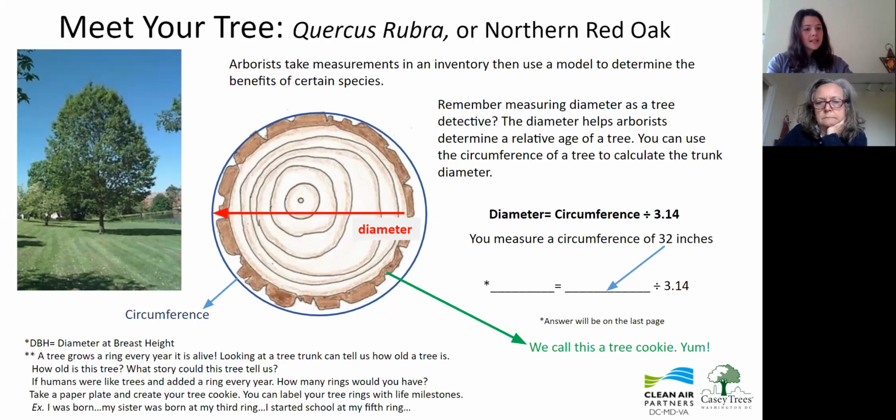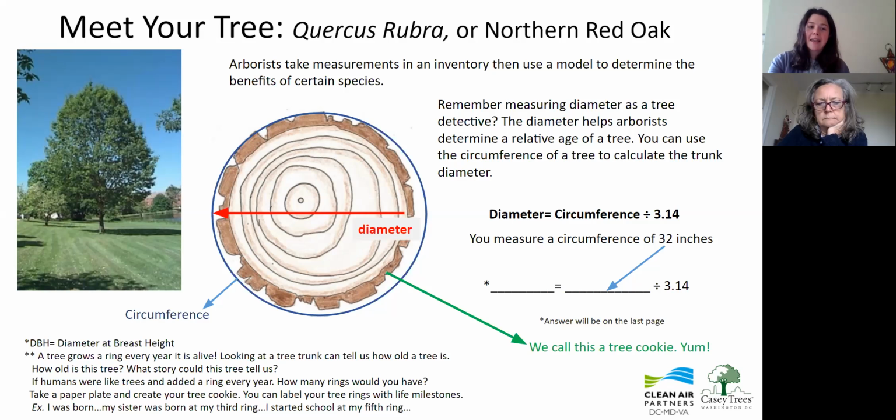Trees all over put a ring on themselves every year they're alive. They grow in width every year they're alive. Do you see the rings on this tree cookie? And if you were a tree, you might also put these rings on your body. So you can later do an activity where you take a paper plate and draw rings for every year you're alive. So I would draw 27 rings on my tree cookie.